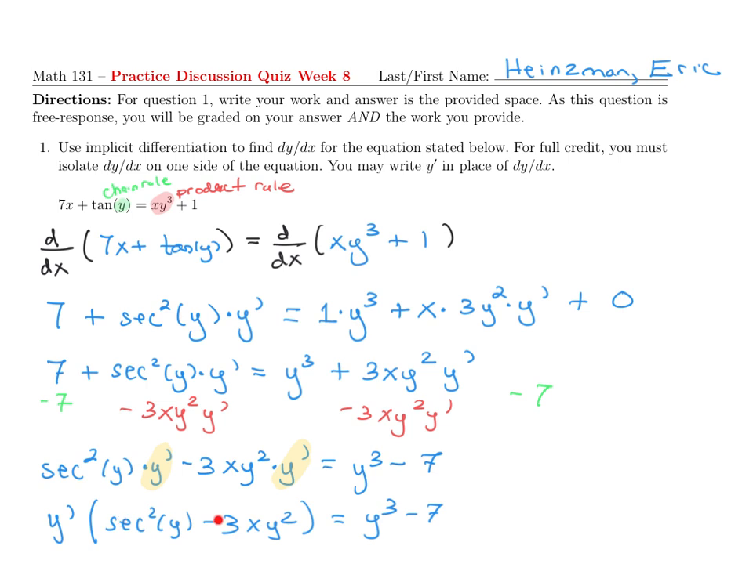We can now divide this to the other side of the equation to state our final answer. And I'll put that work for it over here. Y prime is equal to this side, which is y cubed minus 7, all divided by what is in the parentheses here. I'm not going to include the parentheses because it's all going to be in the denominator. You can include it if you'd like, but I'll just simply write it is secant squared of y minus 3xy squared. And that is the final answer to this problem.